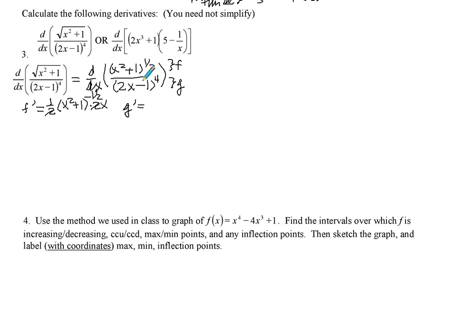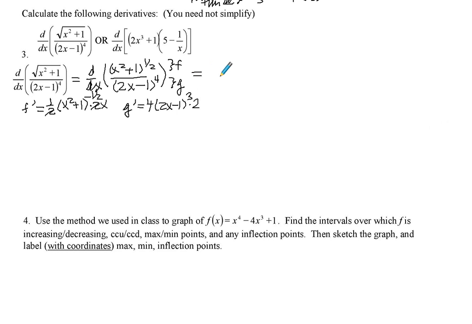This is a function to a power again, so 4 comes down, inside stays the same, 2x minus 1, decrease your exponent, and then times the derivative of the inside, which is 2. So that's going to be 8 times 2x minus 1 cubed.